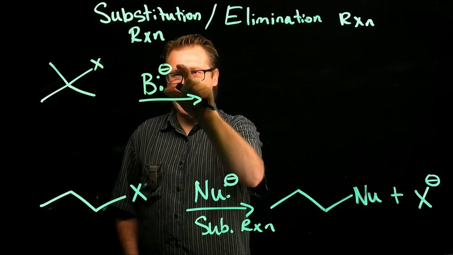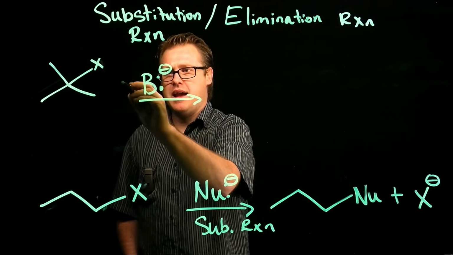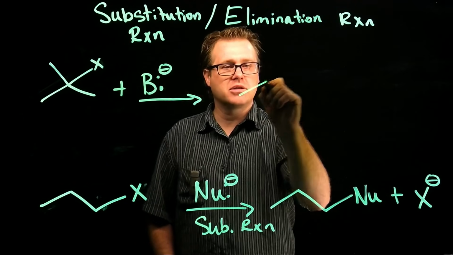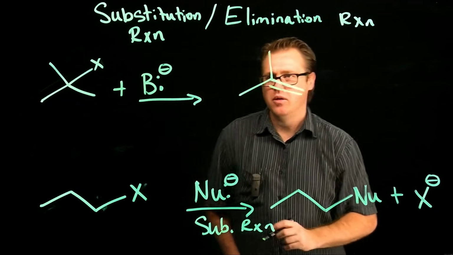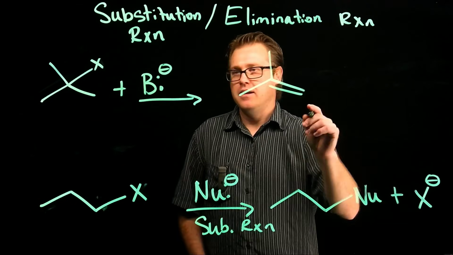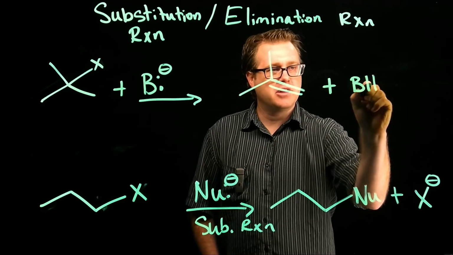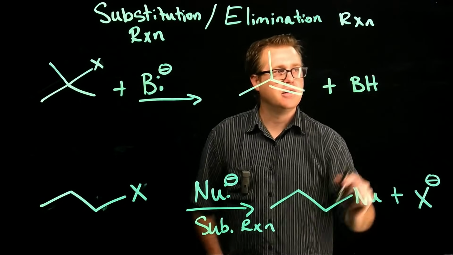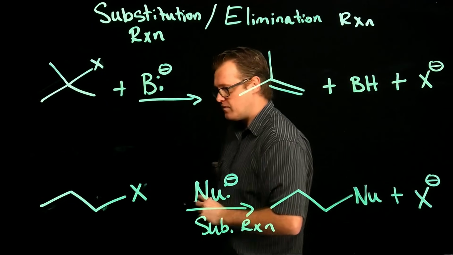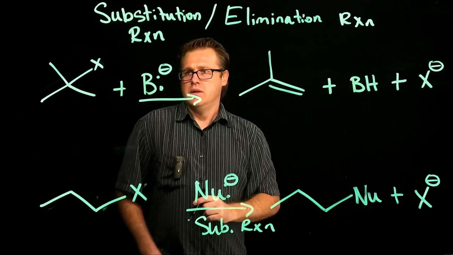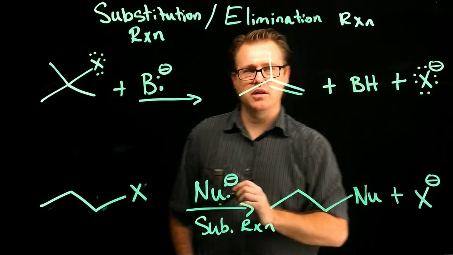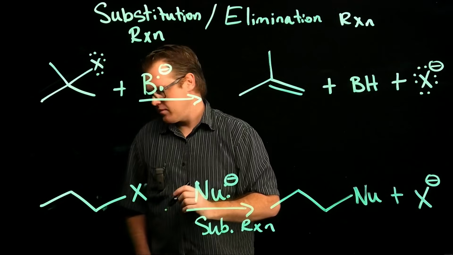And when we have a base treated with an alkyl halide like this, what we're going to generate is a compound that looks like this. What functional group is that? That's an alkene. And then we also generate a BH right there, plus the halogen right there. All right. So if we look at the lone pairs, like so.